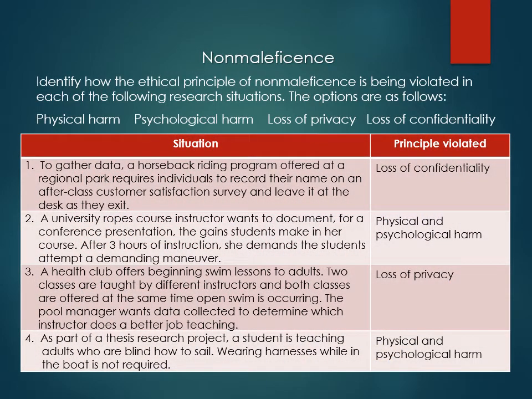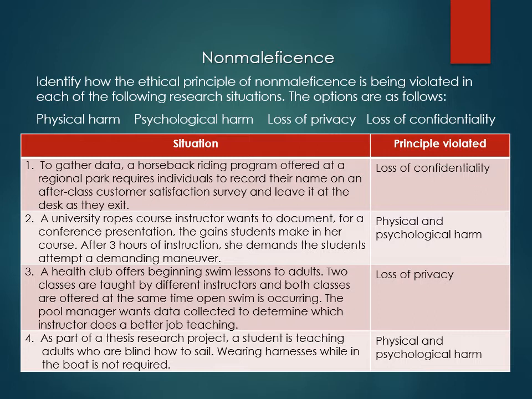Let's take a look at a couple of quick examples. Situation number 1, together with data. A horseback riding program offered at a regional park requires individuals to record their name on an after-class customer satisfaction survey and leave it at the desk as they exit. So the thing that we're losing here is confidentiality. Putting a name to a survey means that you can trace that back to a certain individual.